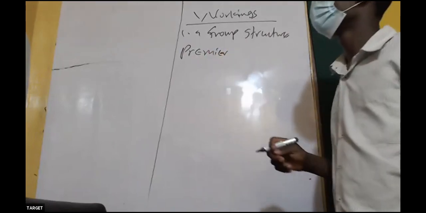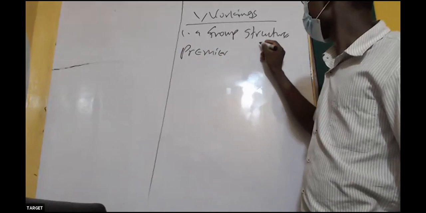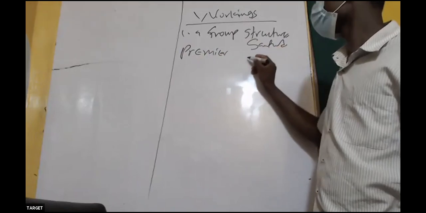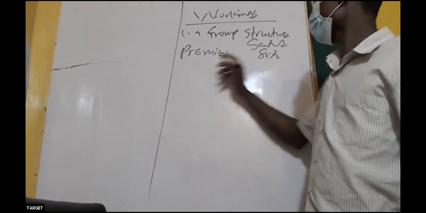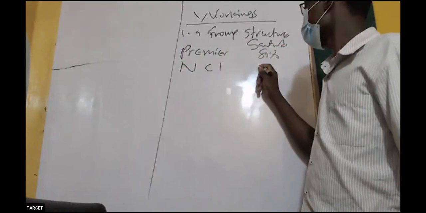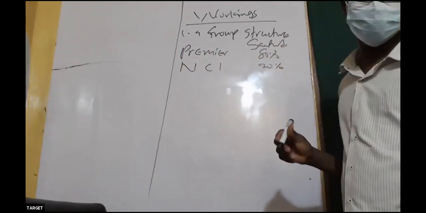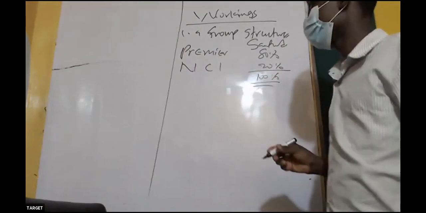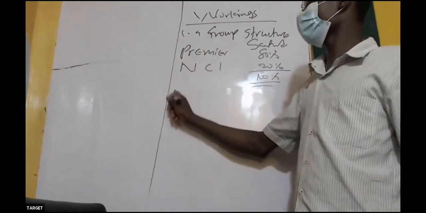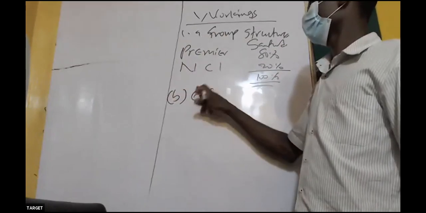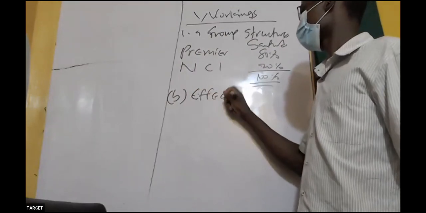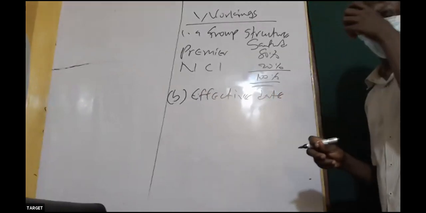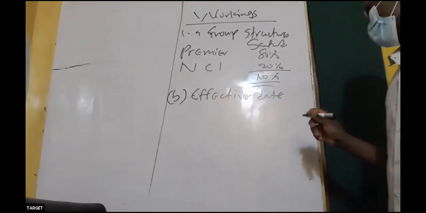Okay, then I'll put the subsidiary name here, Sanford, 80%, NCI with 20%, agreed. I'll now add and get 100% very fast. That's the 1A, 1B. In fact, effective date of acquisition or control.